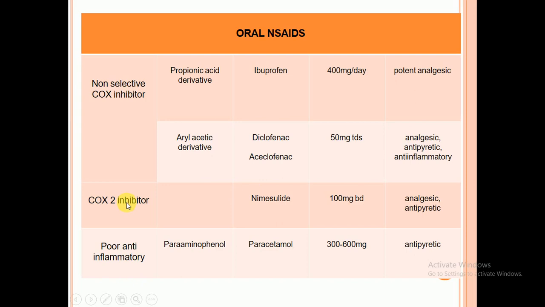The second one is COX-II inhibitors, which act on cyclooxygenase 2. The drugs which belong to this category are nimesulide, which is available in 100 milligram BD, twice a day. It also has strong analgesic and antipyretic activities. The third one is poor anti-inflammatory, that is para-aminophenols, of which paracetamol is the basic drug. Paracetamol is available in 300-600 milligrams. It has strong antipyretic activity, but weak analgesic activity.